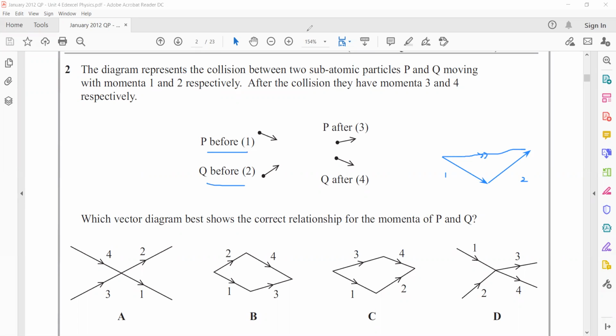Because if I say momentum before and momentum after are the same, it means the resultant momentum before is equal to the resultant momentum after. And then the momentum after collision is 3 and 4. So first I will draw 3 and then I will draw 4. So my starting and ending point will be the same because we have the same resultant. So which one does it match with, A, B, C, or D? C. So it matches with C, so C is the right answer. Is it clear? Because the resultant of 1 and 2 is the same as the resultant of 3 and 4, and that is the conservation of momentum.